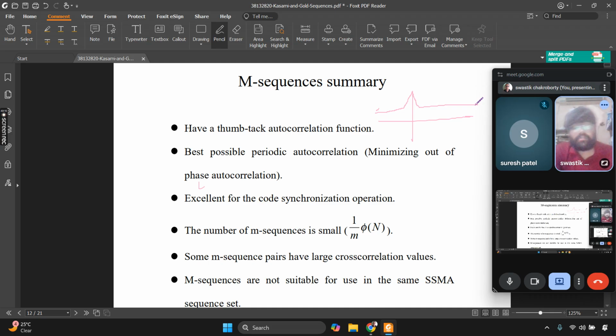But what is the difference? The number of such sequences is small, as defined earlier by the prime factorization theorem that we have seen. Now, what are the disadvantages of the M sequence? The main disadvantage of M sequences is that some M sequence pairs have a large cross correlation value.